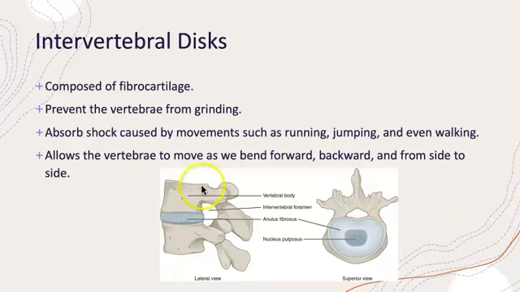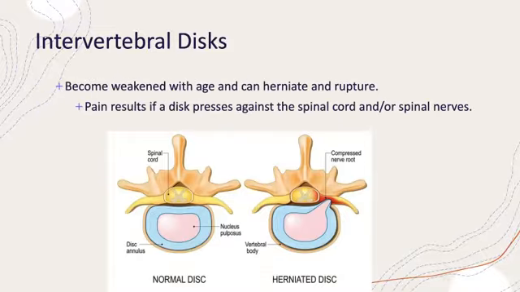Sitting in between the vertebral bones is going to be our intervertebral discs. This is composed of fibrocartilage, and they prevent the vertebrae from grinding upon one another. We have absorption of shock caused by movements such as running, jumping, and even walking, and it allows our vertebrae to move as we bend forward, backward, and side to side. And when these intervertebral discs become weakened with age, they can herniate and rupture. And the pain is going to result if that disc is pressing against the spinal cord or the spinal nerve.